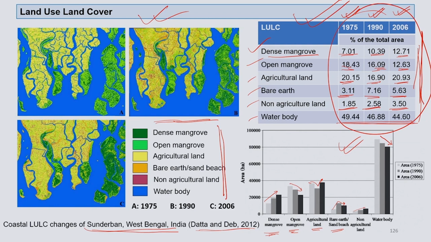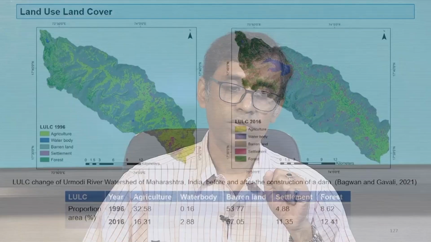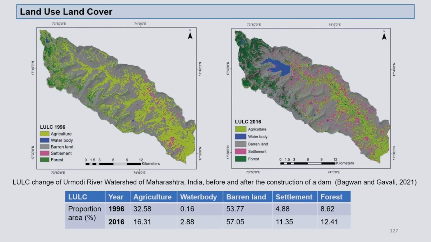But our point is not that. What I am trying to share with you is how remote sensing and GIS can help you to understand what a system is going through. Next example is from another part of India, another ecosystem, Maharashtra. And here the example is how a dam, before and after it has been created, will affect a particular ecosystem. This map is 1996, before the dam has been created.